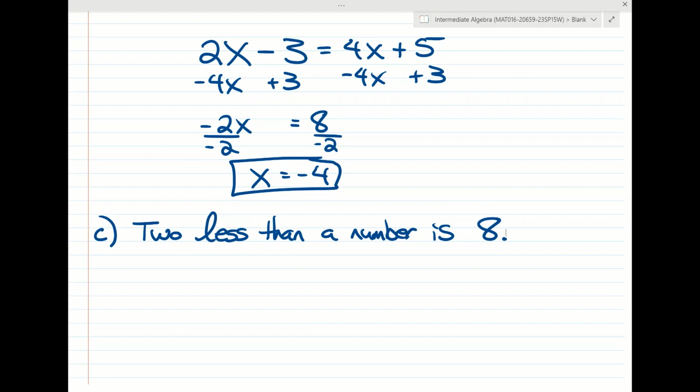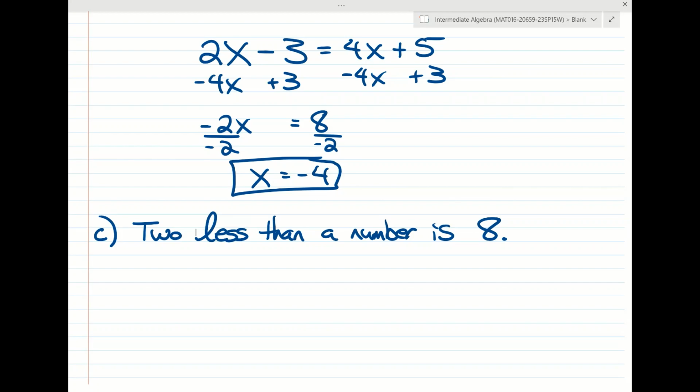So 2 less than a number is 8. What's the number? 10, right? 2 less than 10 is 8. So does that mean we do 10 minus 2 is 8? Or is it 2 minus 10 is 8? First one, 10 minus 2.